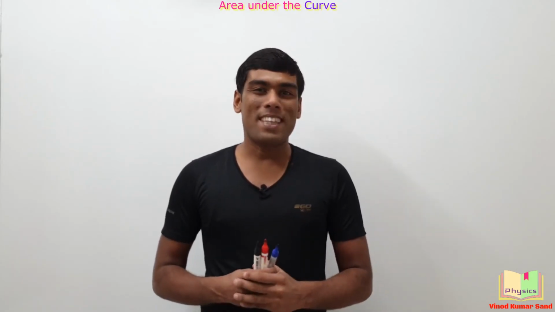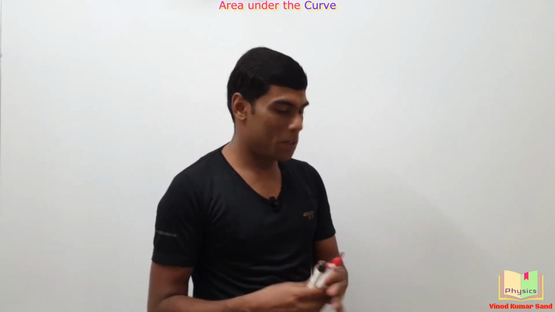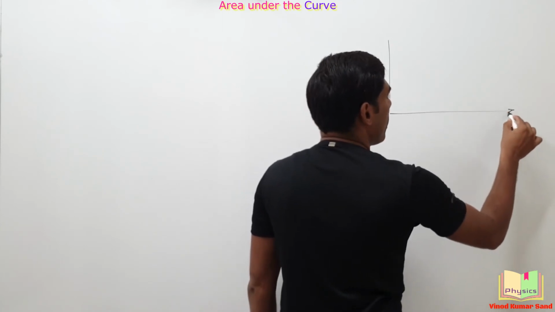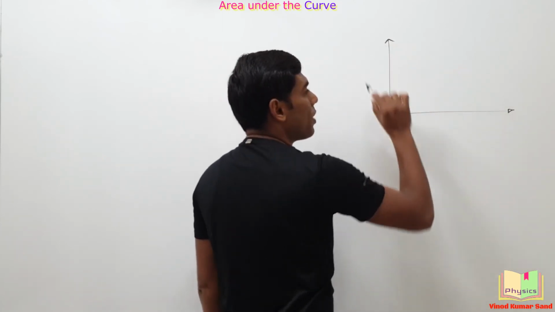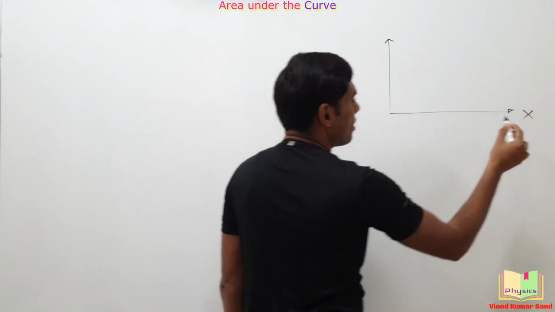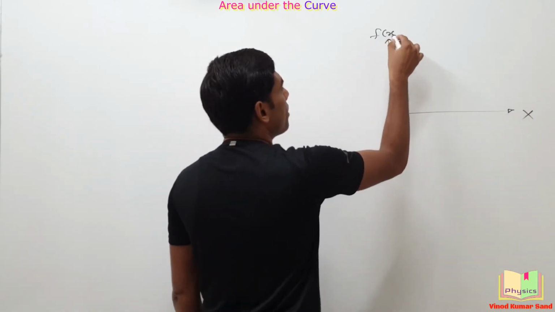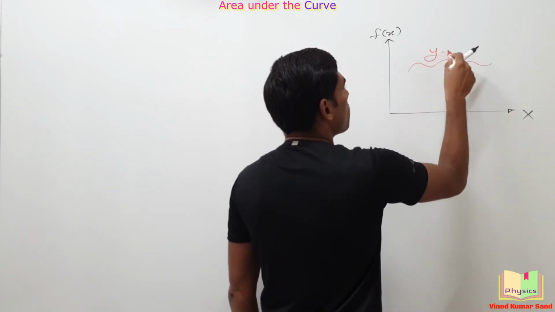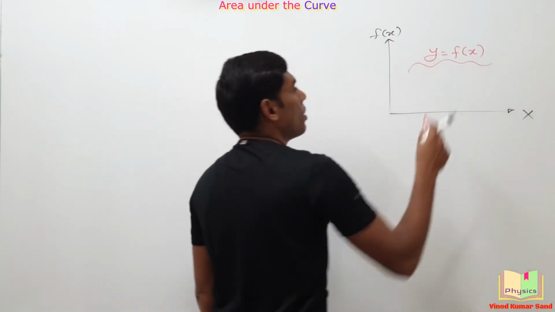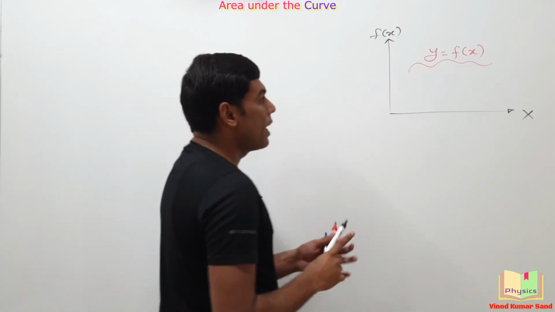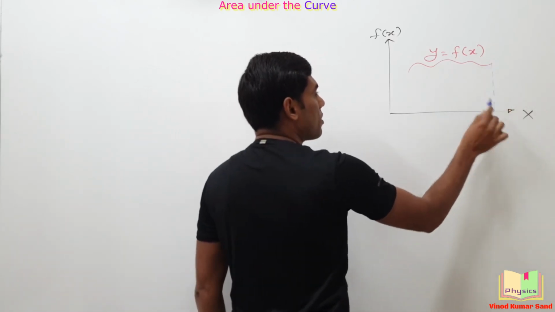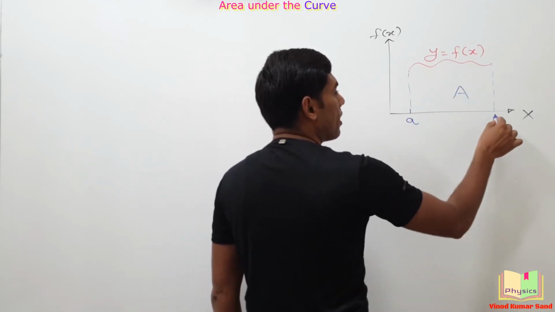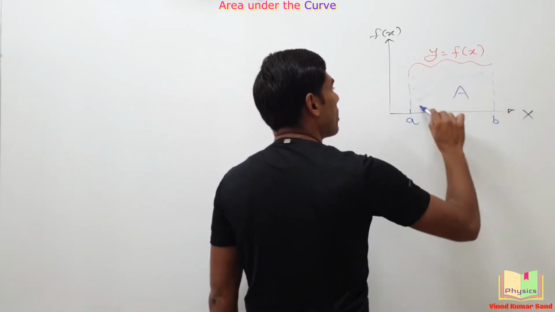Our next topic is the area under the curve. Using the definite integration, we can find the area bounded between the curve and the given axis. Suppose this is x-axis and here we take the f(x). We have a random curve. Equation of the curve is y is equal to a function of x. And we want to obtain this area A. The lower limit here is a and the upper limit is b. Our target is this much area.